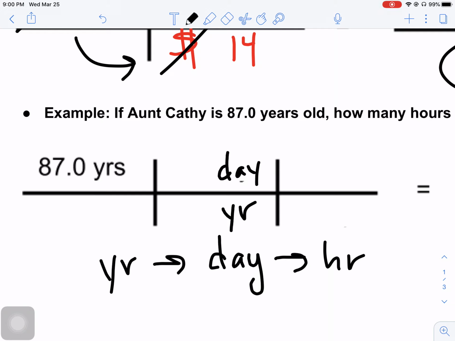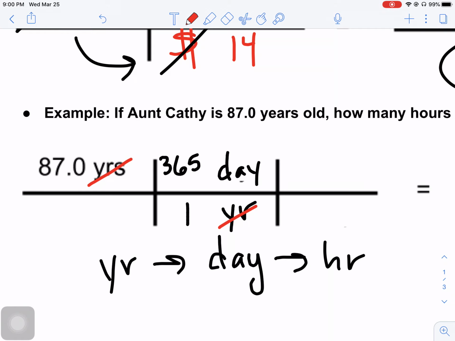Now I'm going to start plugging in my numbers. Which is bigger, a year or a day? A year is bigger, so I'm going to say that 1 year is equal to 365 days. It's actually 365.25, but for this example, I'll just use 365. Now it's important that you show your unit cancellation along the way.